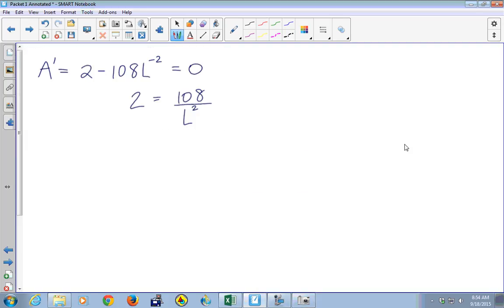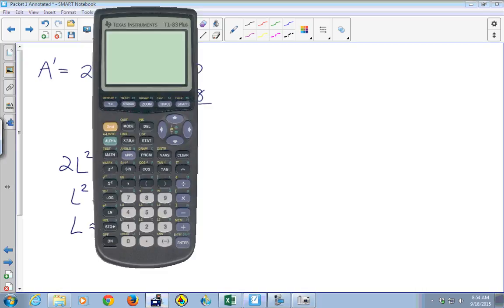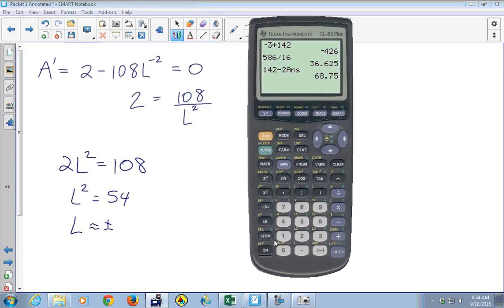Okay, so to finish solving this, multiply both sides by L squared. So I get 2L squared equals 108, which means L squared equals 54, which means that L is approximately plus or minus the square root of 54. 7 something. 7.35.